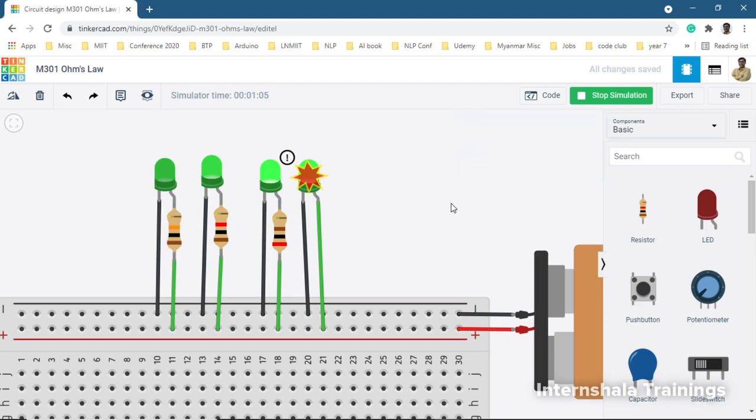As you increase the resistance, the current is reducing. The current should be set in the optimal range. It should not be below the minimum, which is here in this case, and it should not be above the maximum, which is these two cases. So you should avoid these cases and choose an optimal value, and Ohm's law is going to help you.